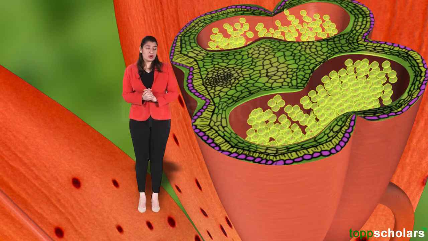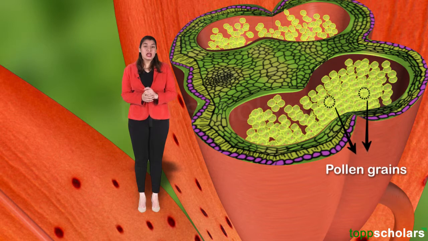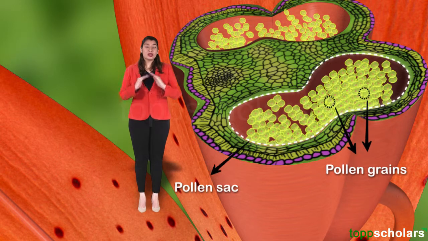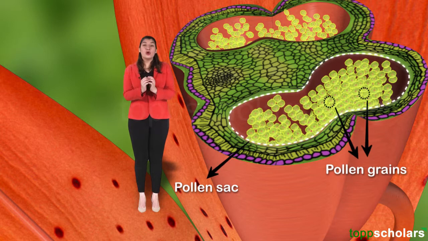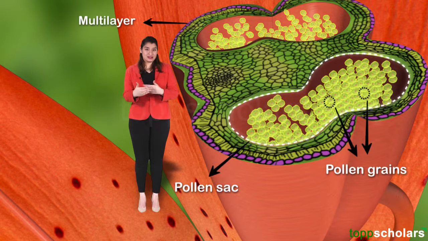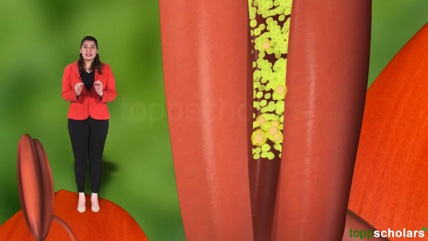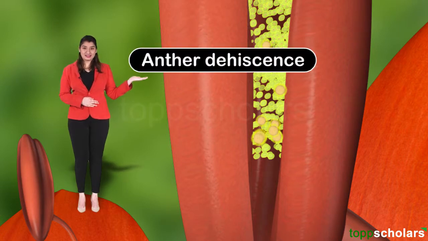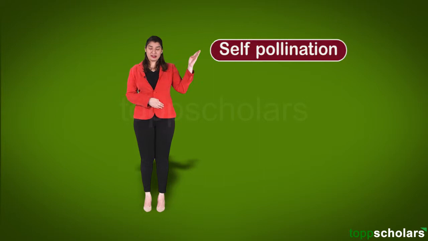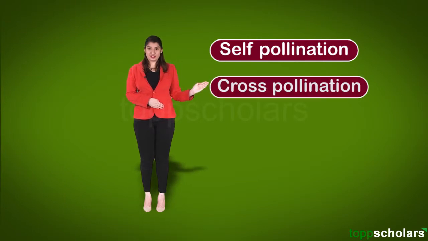Now, you must be wondering, where do these pollen grains come from? The pollen grains are formed in the pollen sac, which is enclosed by the anther wall, which is made up of many layers. Therefore, the first step of pollination is the release of pollen grains through the anther sac, which is also known as anther dehiscence. Depending on the source of pollens, pollination is commonly divided into two types: self-pollination and cross-pollination.